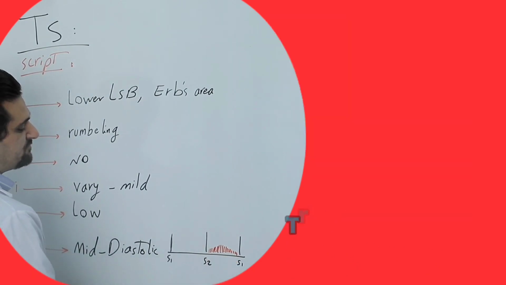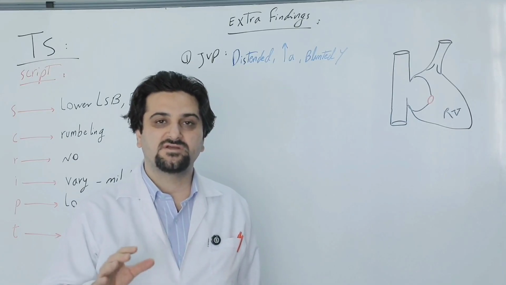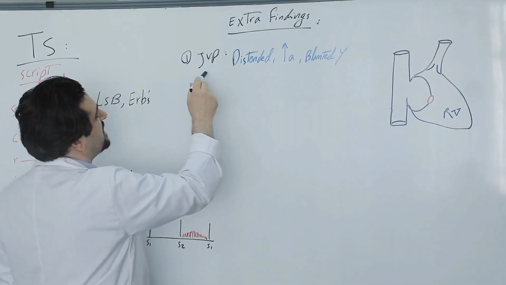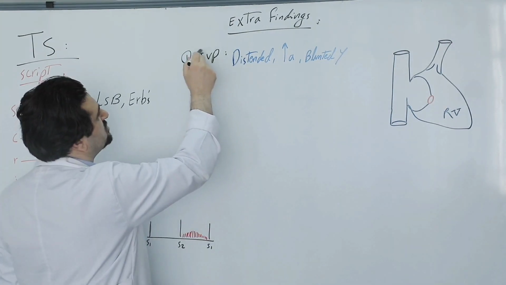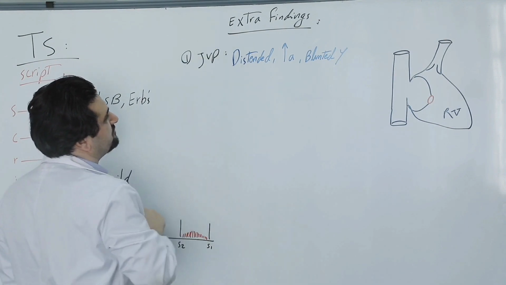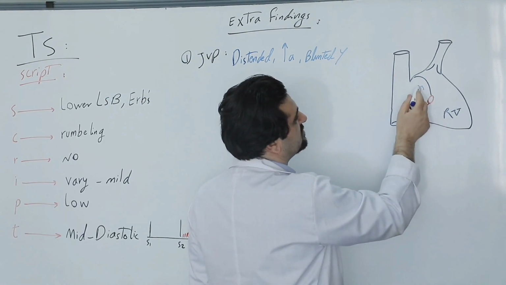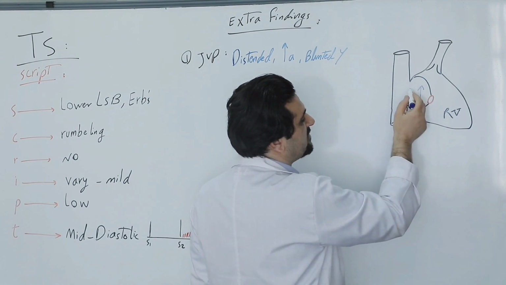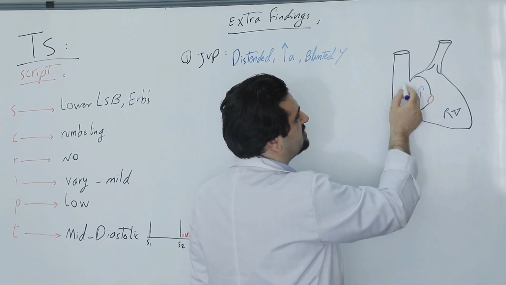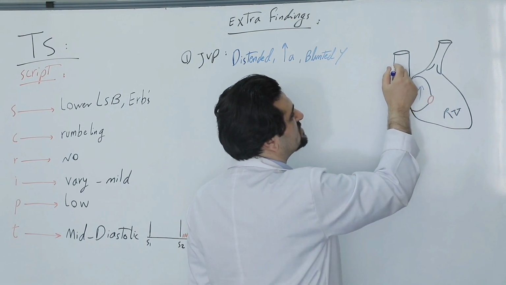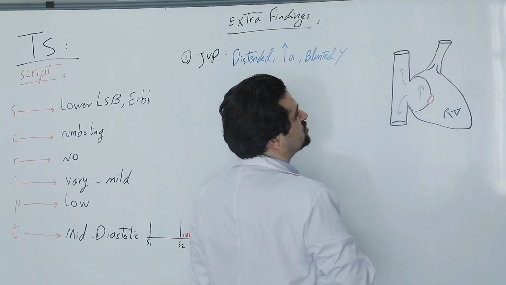A patient with tricuspid stenosis also has some other features on physical examination. In these patients, the jugular venous pressure, or JVP, is elevated. The pressure in the right atrium increases. And since there's no valve between the right atrium and the venous system, this pressure is transmitted to the SVC and IVC. The increased pressure in the SVC presents itself as elevated JVP.